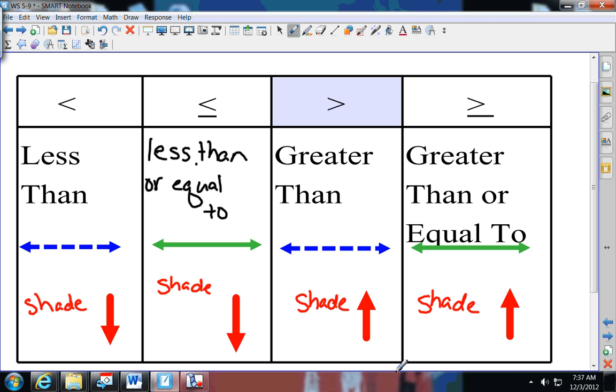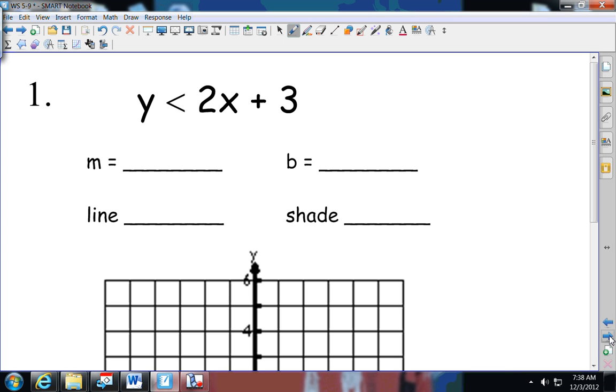Now, hopefully you went through and did that assignment after the quiz, which was 5-8, reviewing graphing just a regular line, and solving for y, putting the equation into slope-intercept form. Okay, look at number one. First off, what does M represent? Slope. What number is the slope? 2. What's the B represent? Y-intercept. So write those above it, and let's put 0, 3.